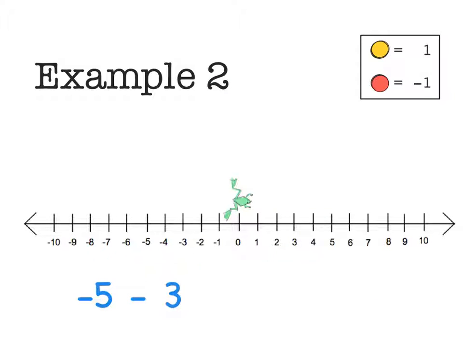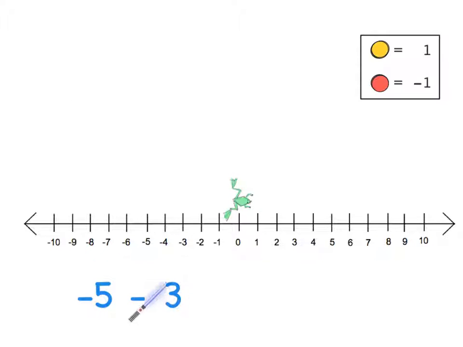With this example, now we have a negative subtracting a positive. So again, we need to convert this into an addition problem. And the way we're going to go about doing that is keeping our first number, changing the subtraction to addition, and then we need to use the opposite of 3. The opposite of 3, of course, is negative 3. So instead of having negative 5 minus 3, now we have negative 5 plus a negative 3.